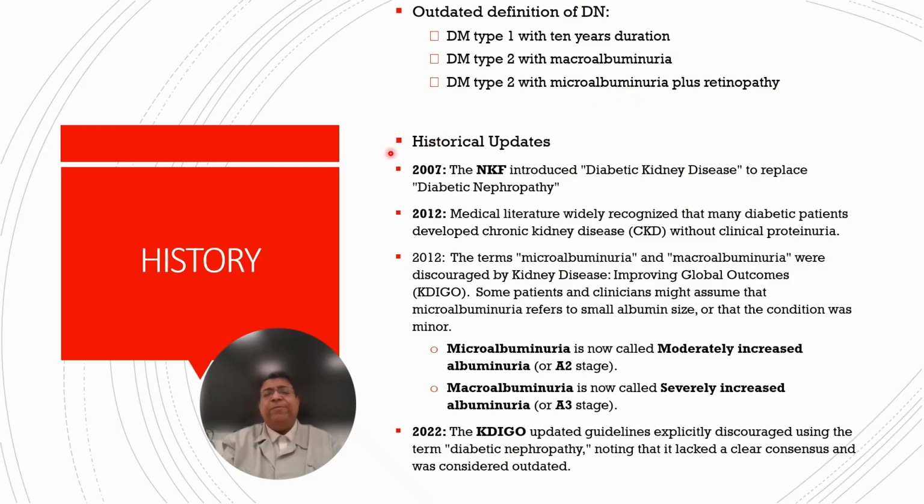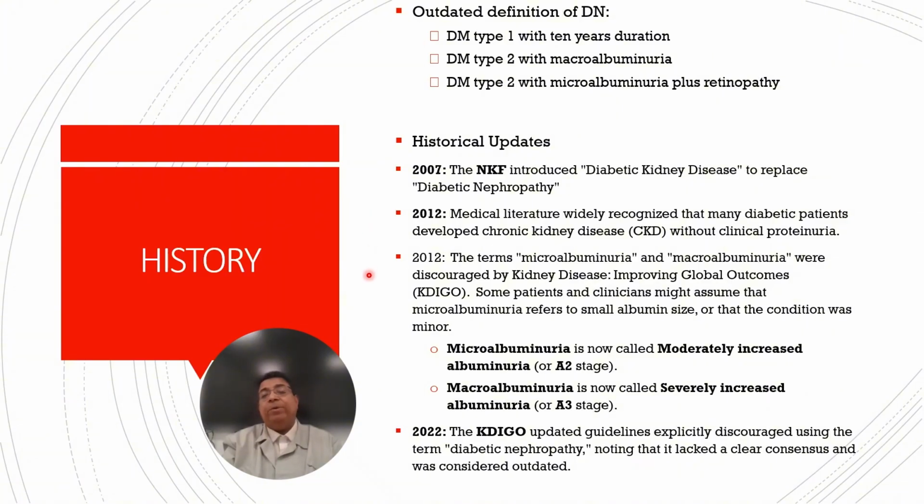So let's just talk briefly about history. In 2007, the National Kidney Foundation introduced the term diabetic kidney disease to replace diabetic nephropathy, diabetic nephropathy being a biopsy term. In 2012, the medical literature widely recognized that many diabetic patients develop chronic kidney disease without clinical proteinuria. Proteinuria was no longer a rigid requirement for the diagnosis of diabetic kidney disease.